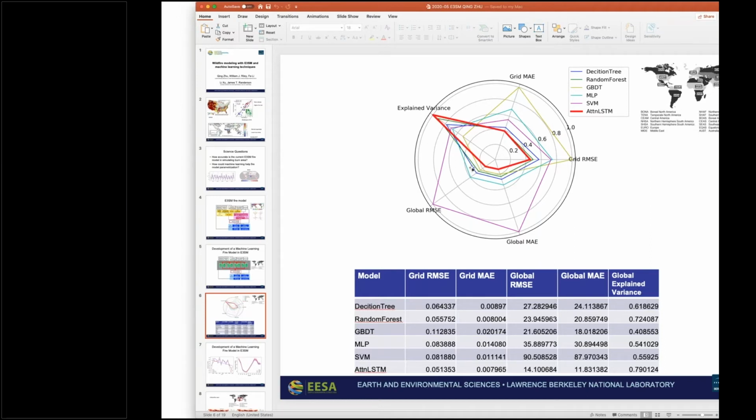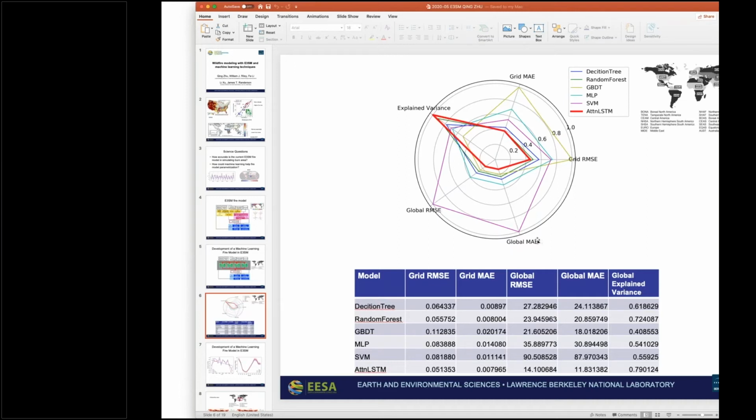So we try a bunch of different machine learning algorithms here and evaluate the model performance at each grid cell level and also at global level. Here is a summary of this evaluation. First we have 4 errors. Those are the grid root mean square error and grid mean absolute error, and also at global scale, summing up the global values, we have global root mean square error and global mean absolute error.